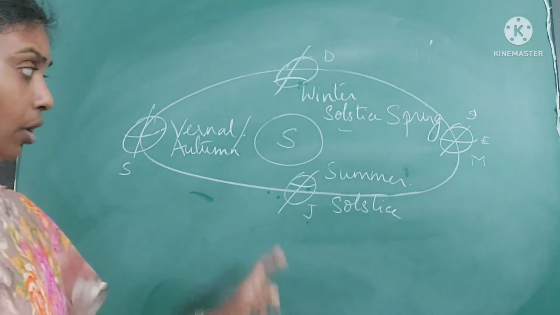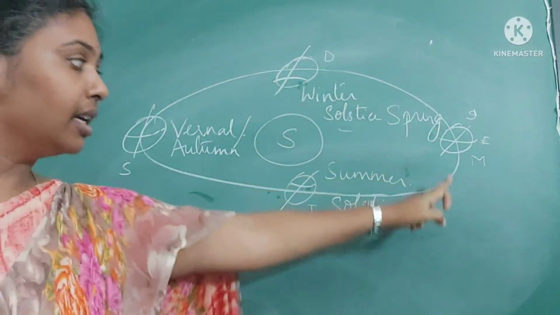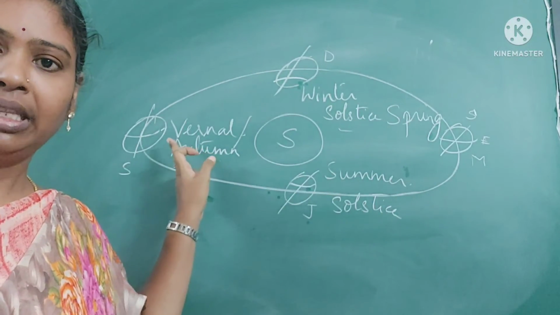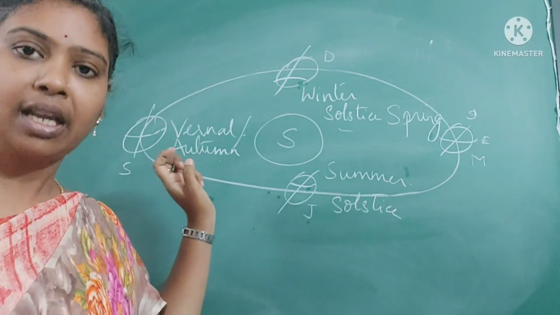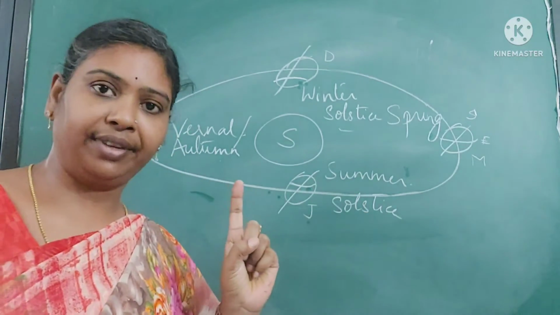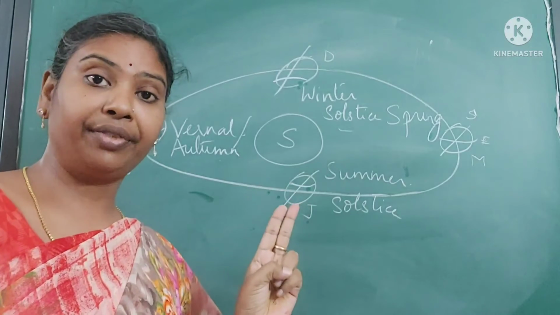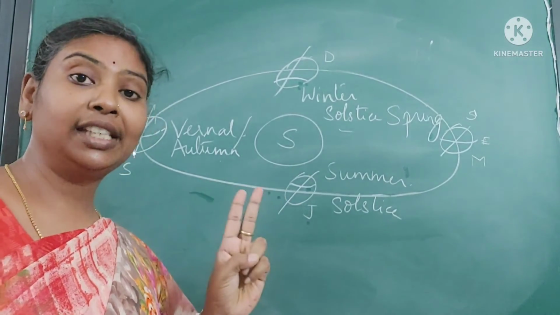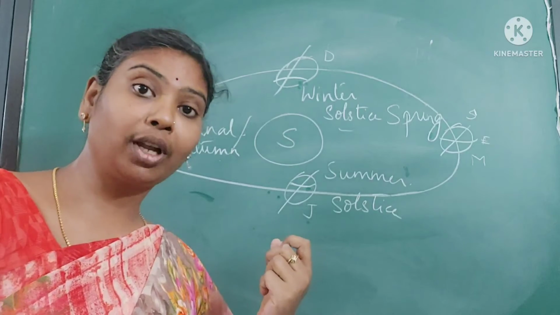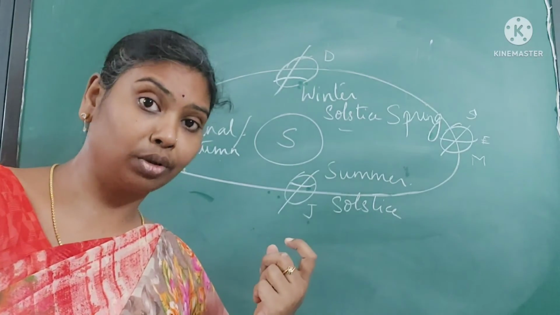We have change of seasons when the earth is changing its position, right? So this is the first effect. Second effect, we have the introduction of temperature zones.